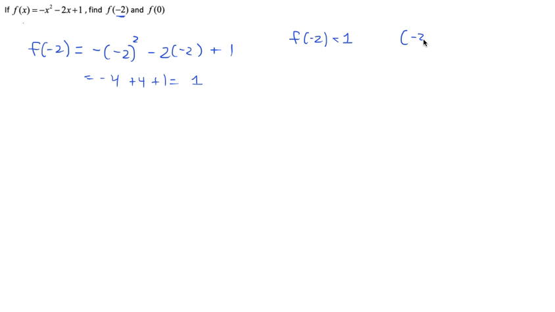We can write that as an ordered pair: negative 2 comma 1. The answer here is 1, though. What about f of 0?